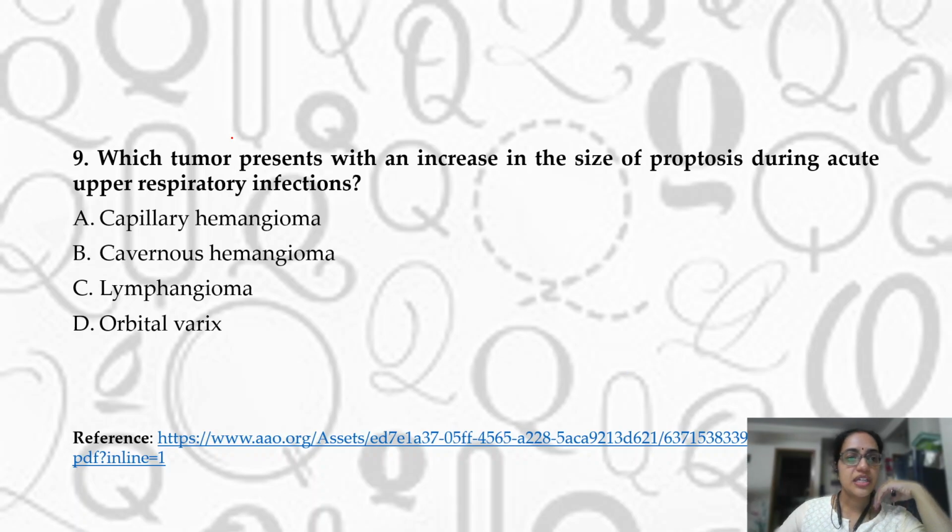Let's take a question at this point. Which tumor presents with an increase in the size of proptosis during upper respiratory infections? There is no logic in this; this is just a knowledge based question. The answer is lymphangioma. These tumors are benign and known to increase in size in children during an episode of URTI, and sometimes they may suddenly grow in size and rupture, leading to formation of something known as a chocolate cyst.